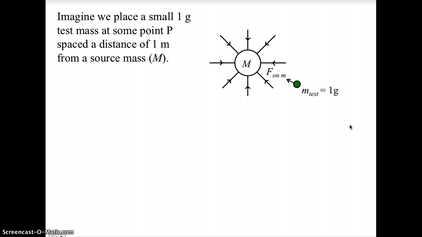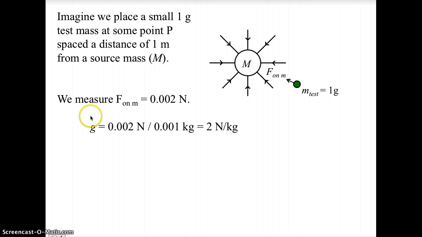So the definition of G field strength is G equals F over m, where m is a small test mass. Imagine we place a small 1 kilogram test mass at some random point P, separated 1 meter from the source, like this. And we measure the force on this test mass to be 0.002 newtons. We can easily calculate the value of G. It'd be the force, 0.002, divided by the mass in kilograms, because we have to convert to the SI unit. And this gives us a value of G field strength equal to 2 newtons per kilogram.